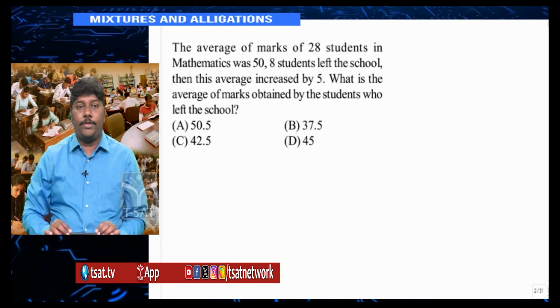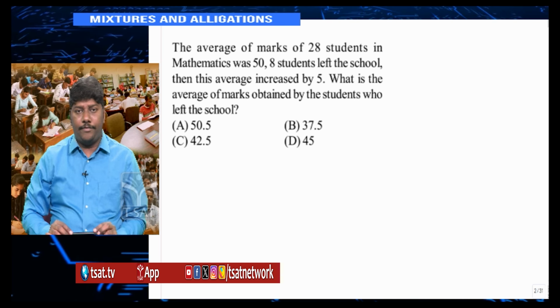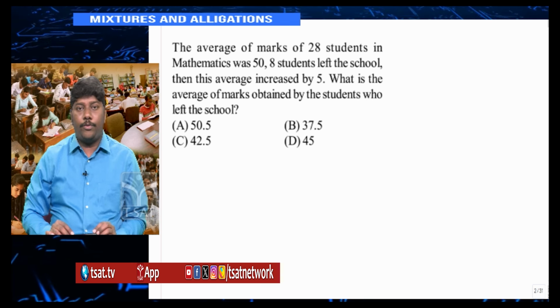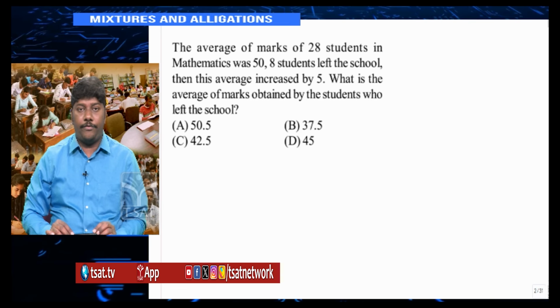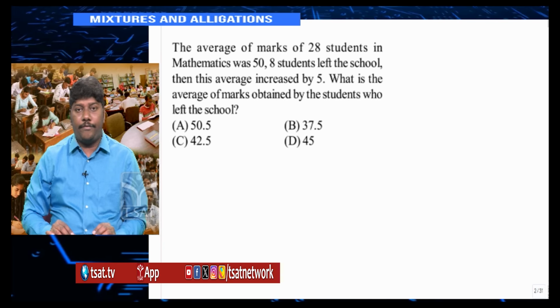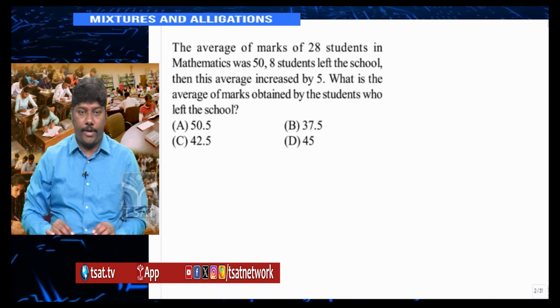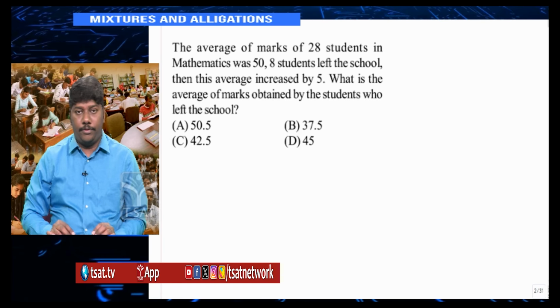8 students left the school, then this average increases by 5. 8 students left the school means how many students will be left over in the school? There are only 20 students left over in the school and their average increases by 5, which means the earlier average was 50, now the average of 20 members is 55, right? So he is asking you what is the average marks obtained by the students who left the school.